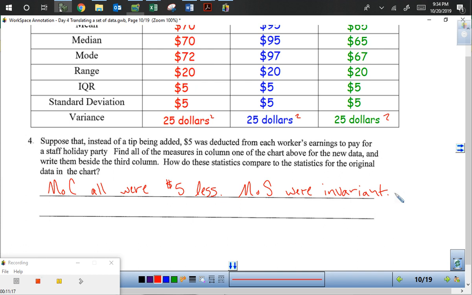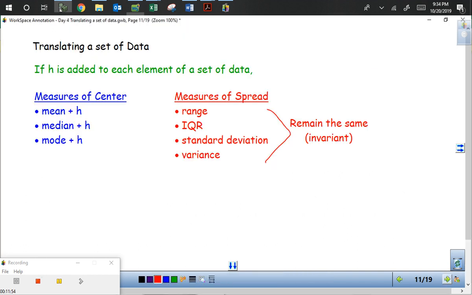Last thing we're going to do is generalize this on a note card. So what I want you to do is pause the video and copy down this idea on a note card. It says, when you're translating a set of data, if H is added to each element of the set, so I'm just using H since we're talking about only one variable here. We're just dealing with one list at a time, and we always use H to talk about a translation with X. So measures of center, you take the mean that you had and add H, the median, the mode, all of those just get a plus H, and then the measures of spread all stay the same.